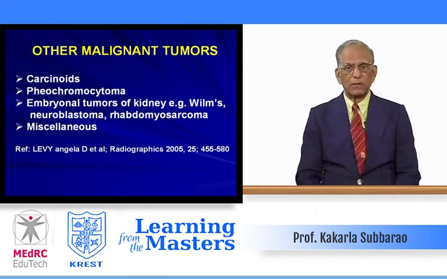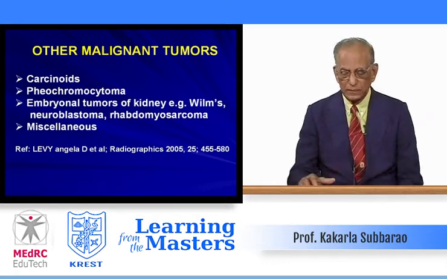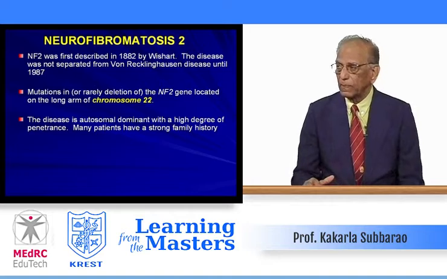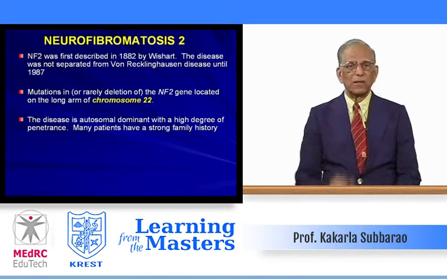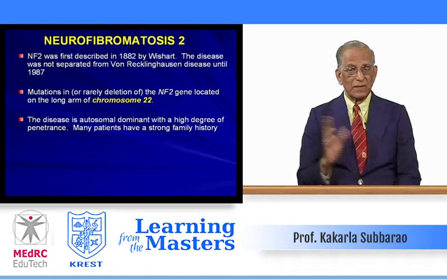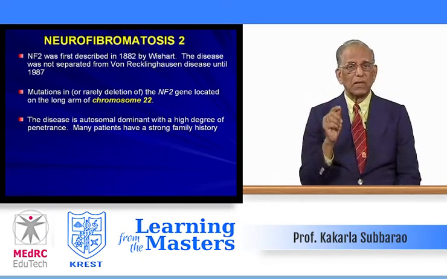Other malignant tumors that may accompany neurofibromatosis in NF1 are carcinoids. Pheochromocytoma, already we have mentioned, malignant pheochromocytoma. Embryonal tumors of the kidney, namely Wilms, neuroblastoma, rhabdomyosarcoma, and of course miscellaneous. Refer to Levy, Angela, et al., Radiographics 2005. Now, long talk about neurofibromatosis. One, because as I said earlier, 90% of the neurofibromas that we see belong to NF1.